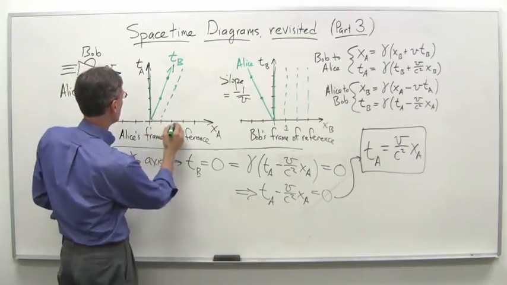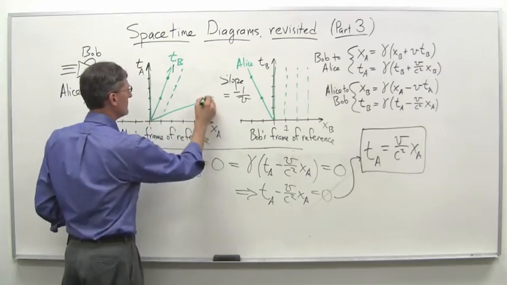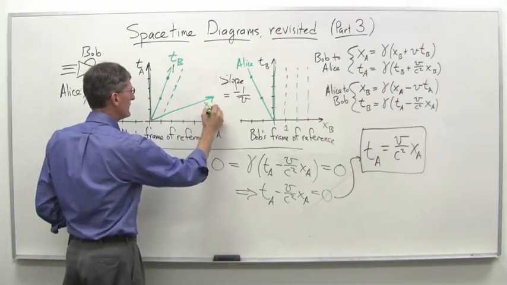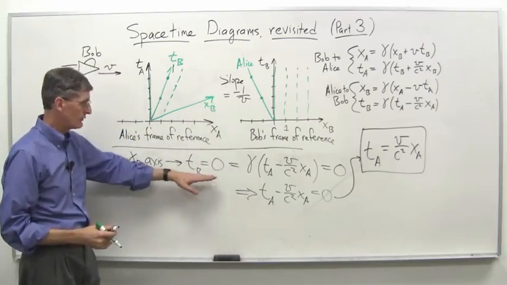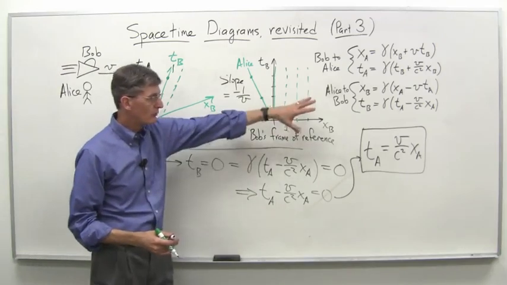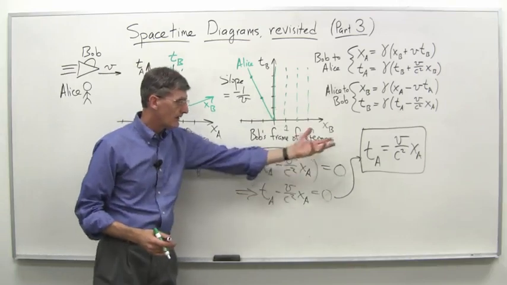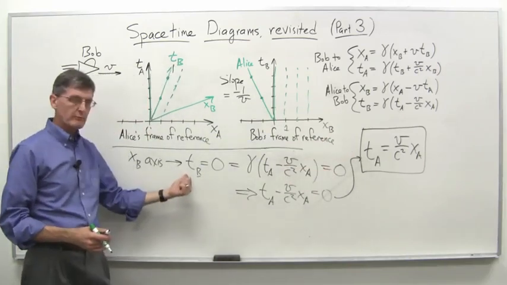Let me see if I can get this more or less. Well, it's something like that. That would be the x sub b axis, because remember, the x sub b axis is when t sub b equals 0. So we plugged in t sub b equals 0 using one of our Lorentz transformation equations and got an equation that is true when t sub b equals 0.